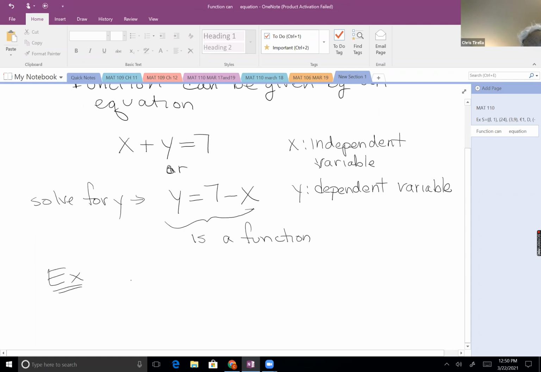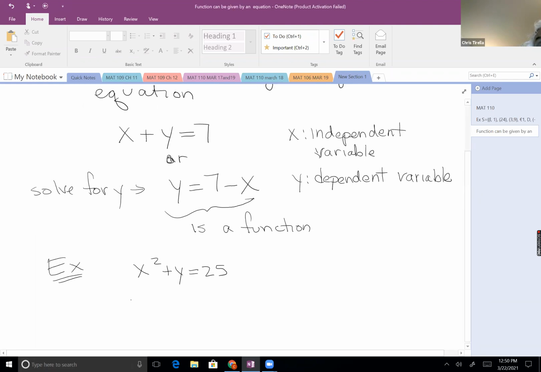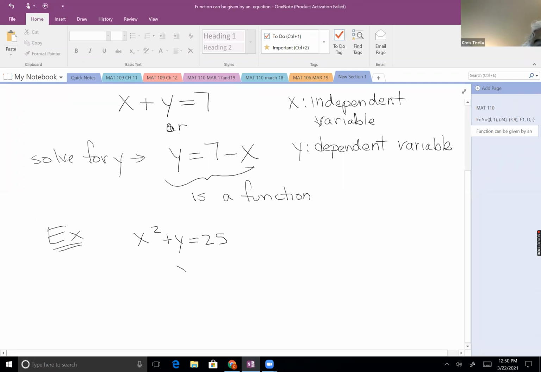Another example. Let's say I have something like x squared plus y equals 25. If I go through and solve for y, I get y equals 25 minus x squared. And this is a function because any value that I put in for x will only give me one y.